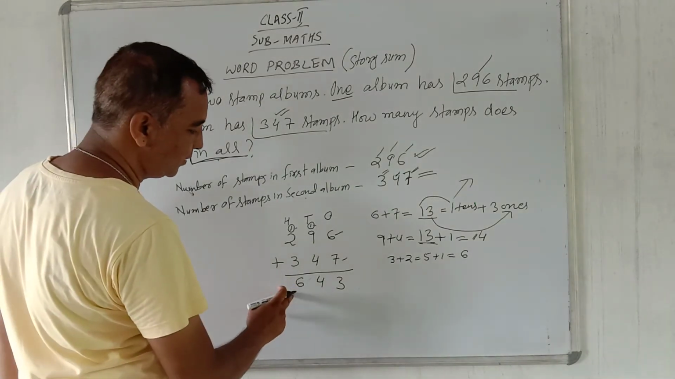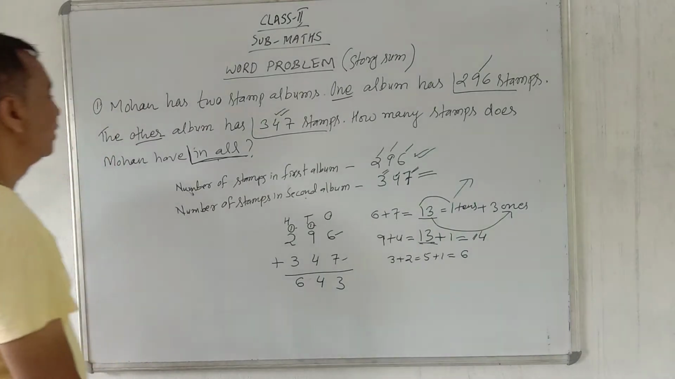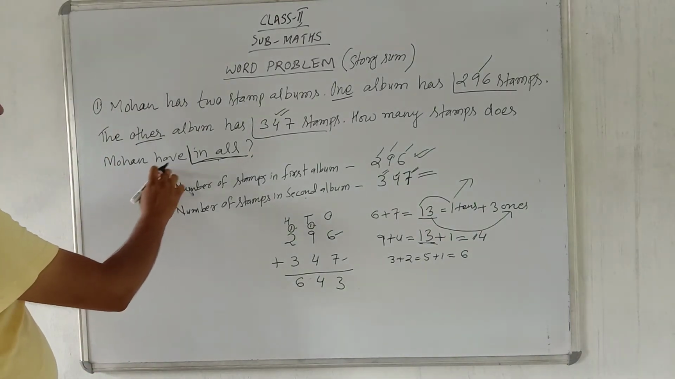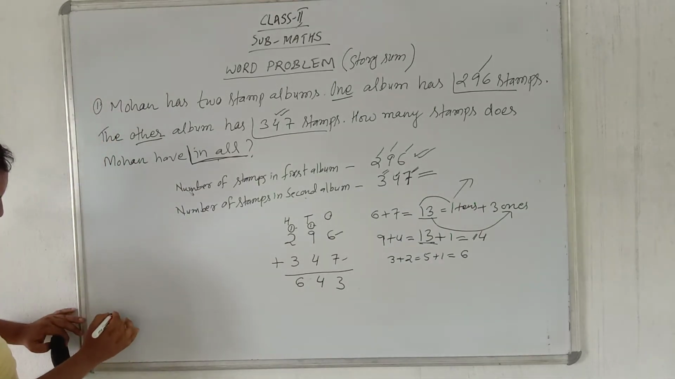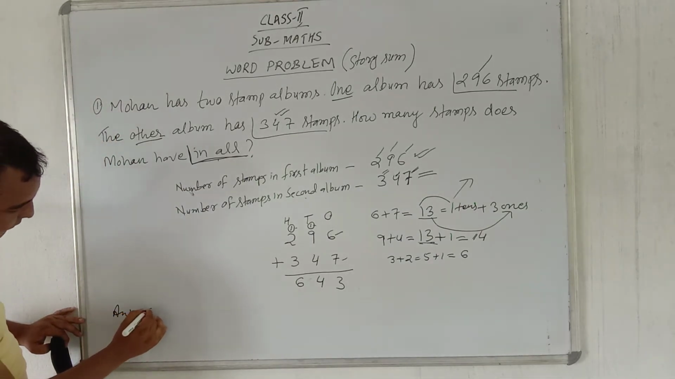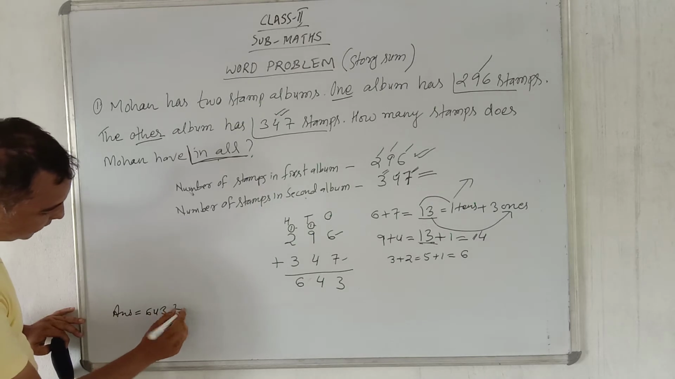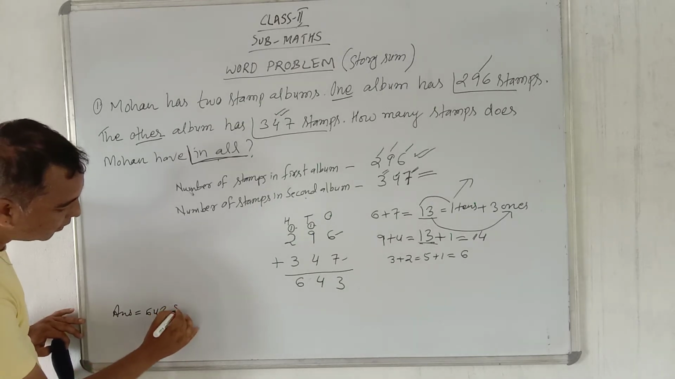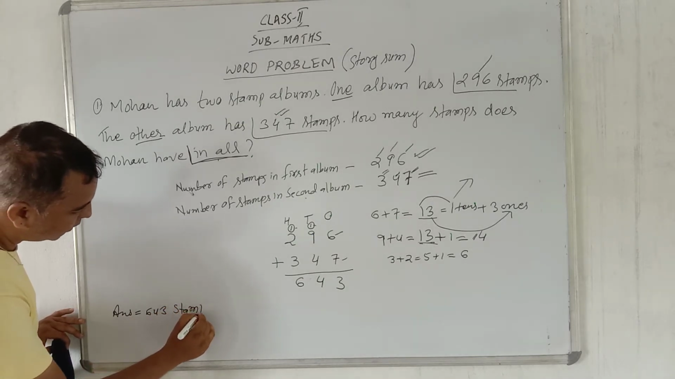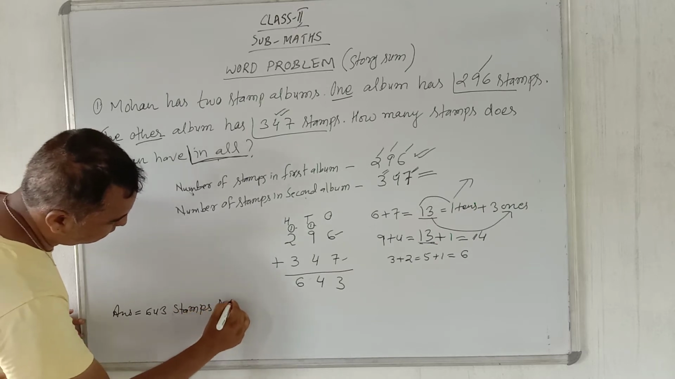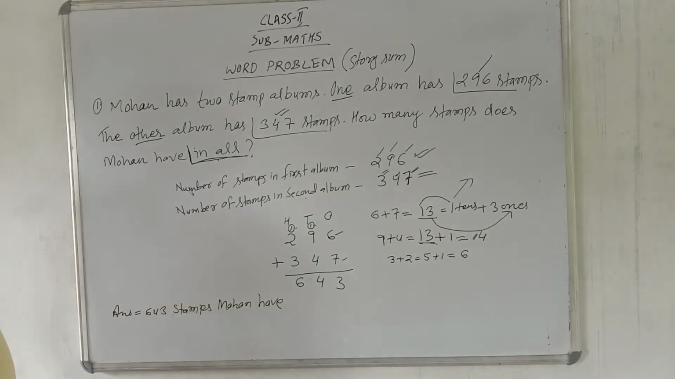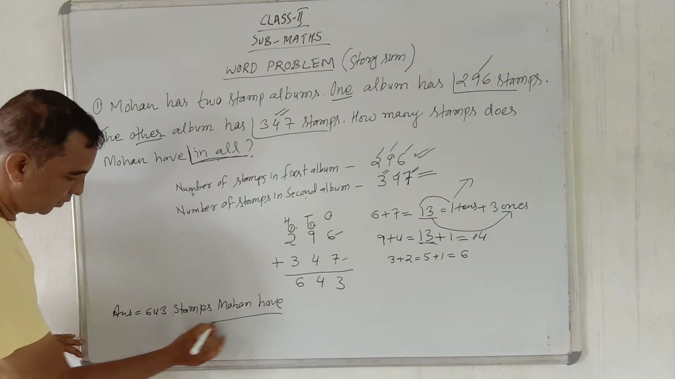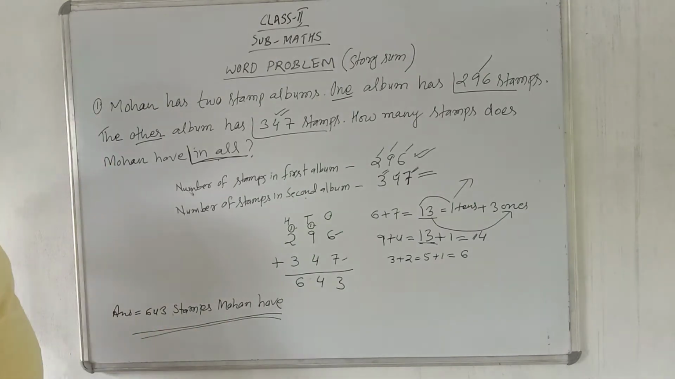Our answer is 643. It means Mohan has that many in all. How many stamps does Mohan have in all? It means the answer is equal to, here we write the answer this way, 643 stamps. Understood? Mohan has 643 stamps. Clear? Understood? This is our answer.